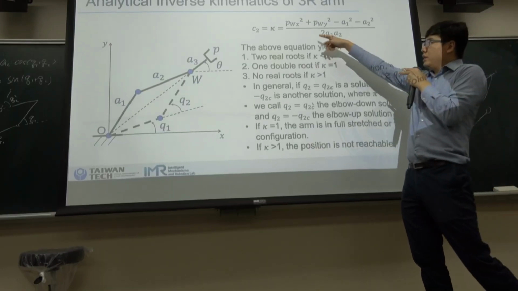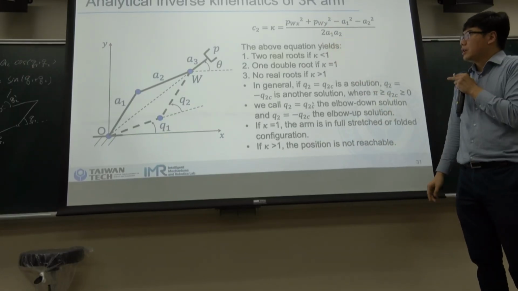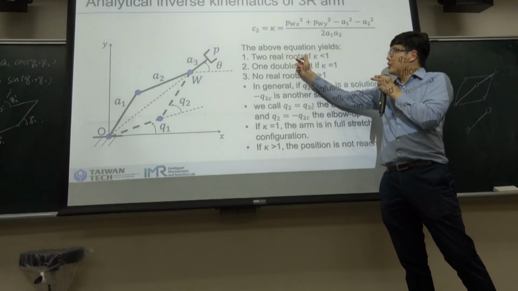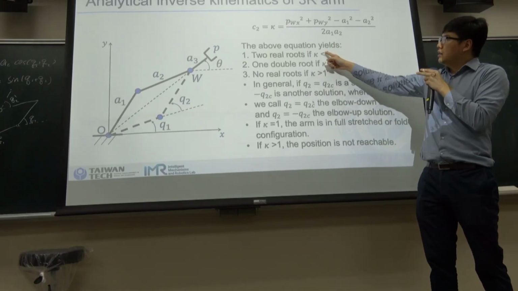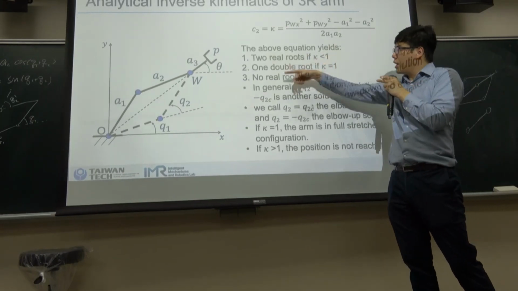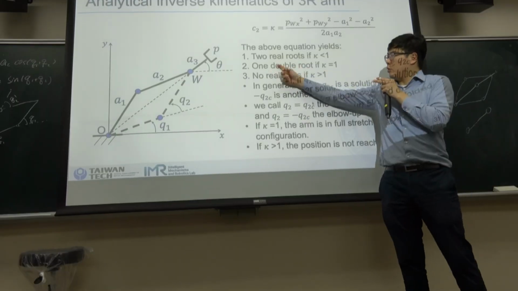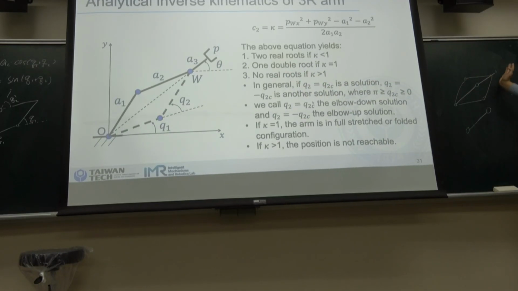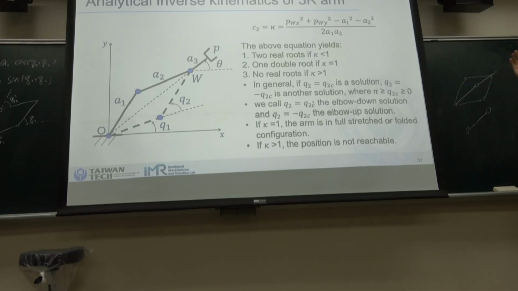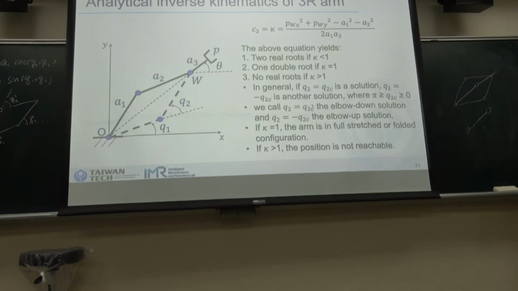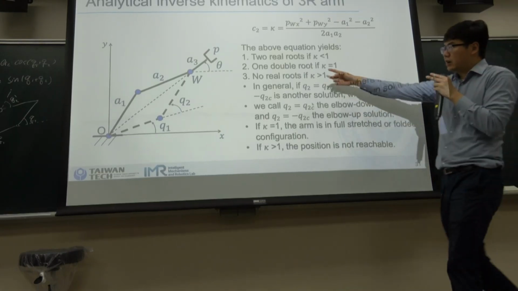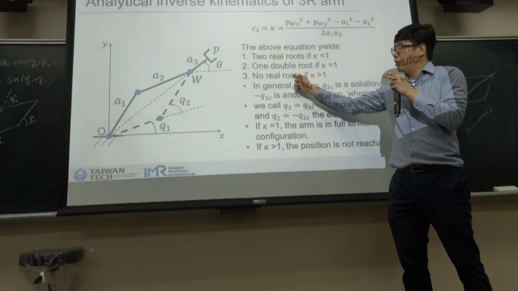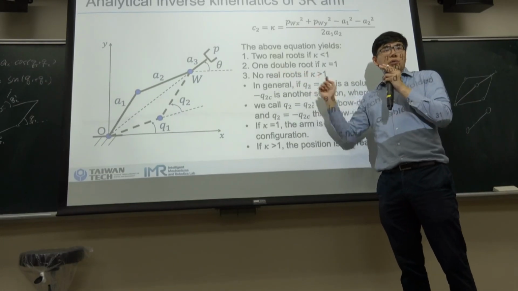So we can determine this by the roots. If there are two real roots, it means that k is smaller than 1. If there is only one double root, it means that it's all in a straight line, so it's at the maximum reachable workspace. So if there are no real roots, what does that mean?